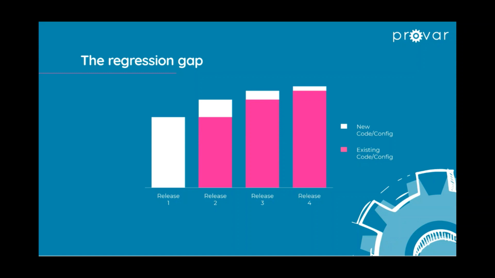And so as you can see here, the pink is constantly growing because our existing code and configuration is always going to increase with each release cycle. And so the need to test all this existing code and configuration is going to grow based on the size of our application. So how do we handle this increasing gap with the need to test all of the existing code and configuration alongside the new developments and testing that as well?